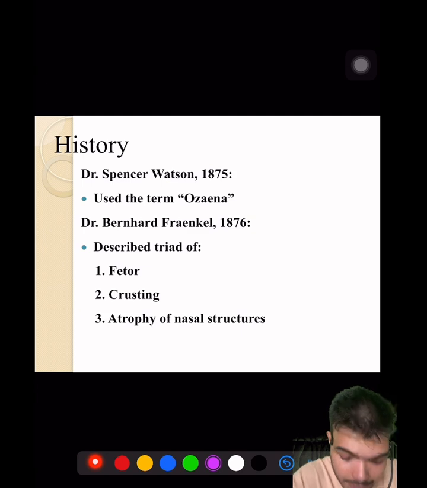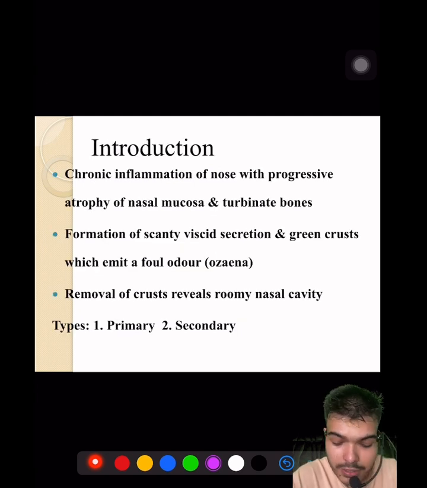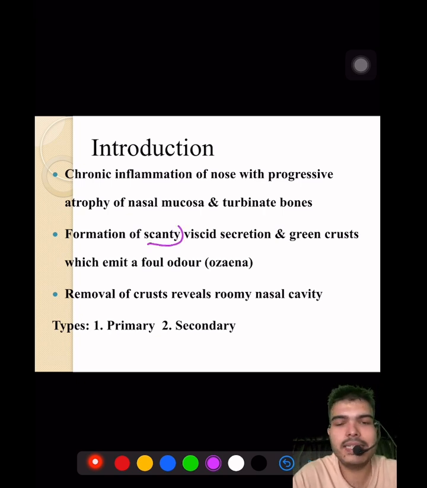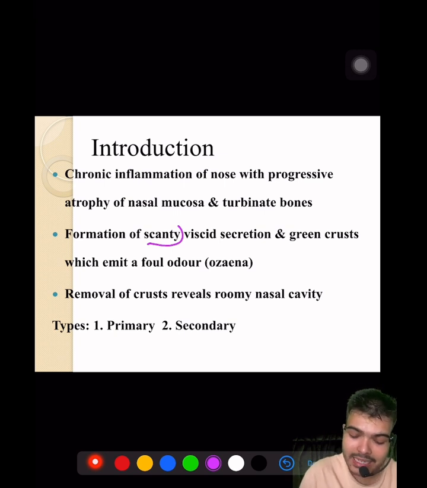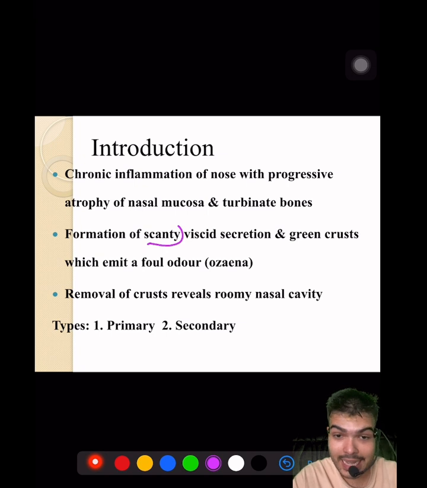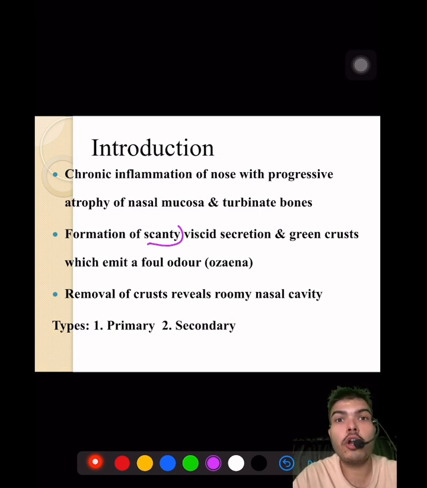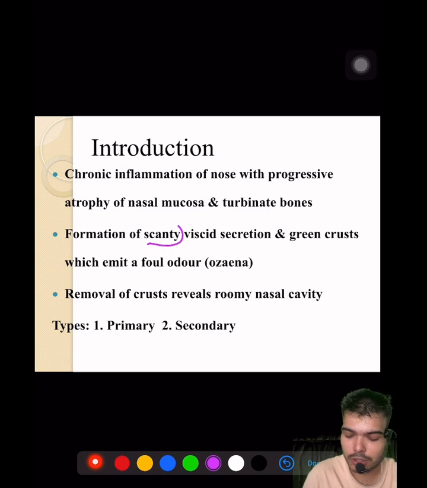Now let's talk about it: chronic inflammation of the nose with progressive atrophy of the nasal mucosa and the turbinate bones, and formation of scanty viscous secretion. Why scanty? Because all the mucin producing cells have atrophied, okay. And there's formation of green crust. In the following slides I will also show you a diagram of how the crust looks. And it emits a foul odor. This foul odor is not perceived by the female herself, but it is perceived by someone else. That is why this is known as merciful anosmia.